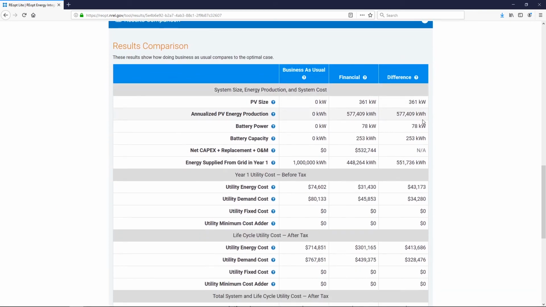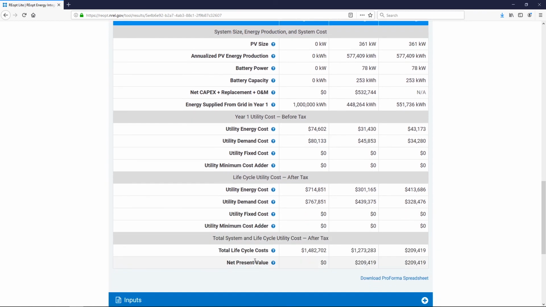This table compares the business as usual case, which is what you would expect to pay if you didn't install these technologies, to the optimal financial case recommended by the REopt Lite model. In this column, you can see the difference between these two. You can look at things like your energy costs compared to your demand costs and fixed charges, both in year one and over the life cycle of the analysis. At the bottom of the table is the net present value, or the savings over the 25-year analysis period. These are also detailed in the pro forma spreadsheet, which you can download.